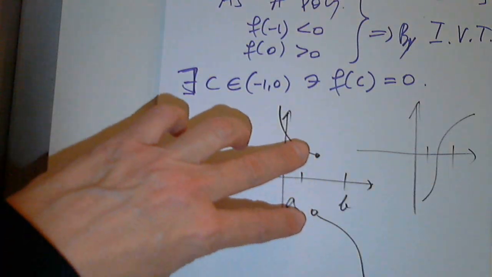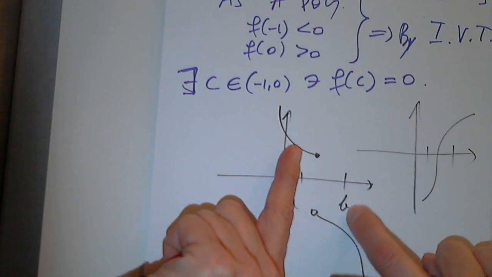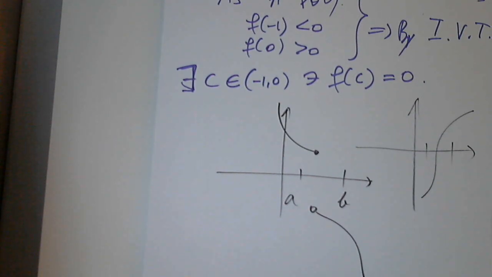Because if the function is not continuous, it changes sign. See, it's positive here and it's negative here, but it's not continuous. It doesn't cross the x-axis. It does not have a 0 or an x-intercept. Good. Anything else? Oh yeah, I wanted to work on problem 8. Other questions for me here?